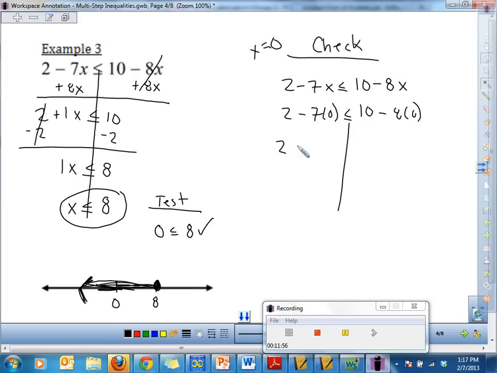2 minus 7 times 0 is just 2 plus 0. 10 minus 8 times 0 gives me a plus 0. 2 plus 0 is 2. 10 plus 0 is 10. Is 2 less than or equal to 10? Yes. So my inequality is correct, that x is less than or equal to 8.